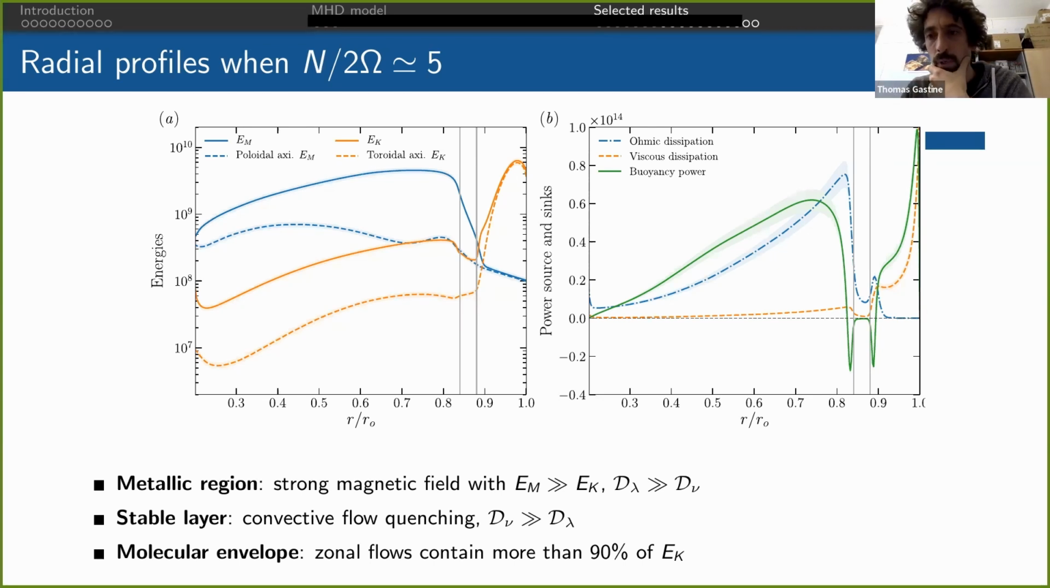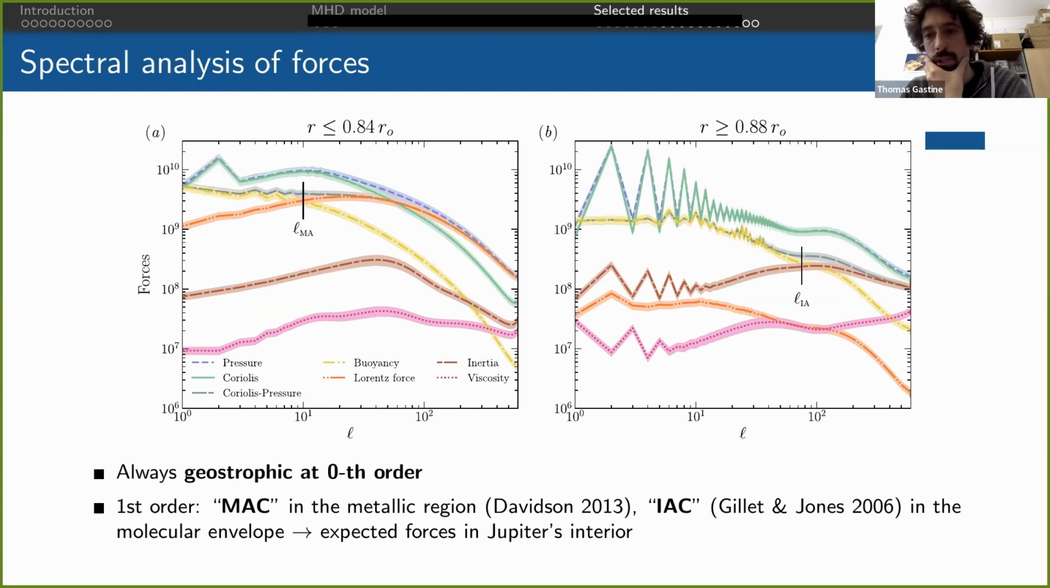So what we do afterwards is that we try to analyze the force balances of this model. To do that, we develop the different forces that enter the Navier-Stokes equation, and we build spectra of these different components. So what you see here on the y-axis is the magnitude of the different forces as a function of the spherical harmonic degree. Large scales are on the left of these diagrams and small scales are on the right.